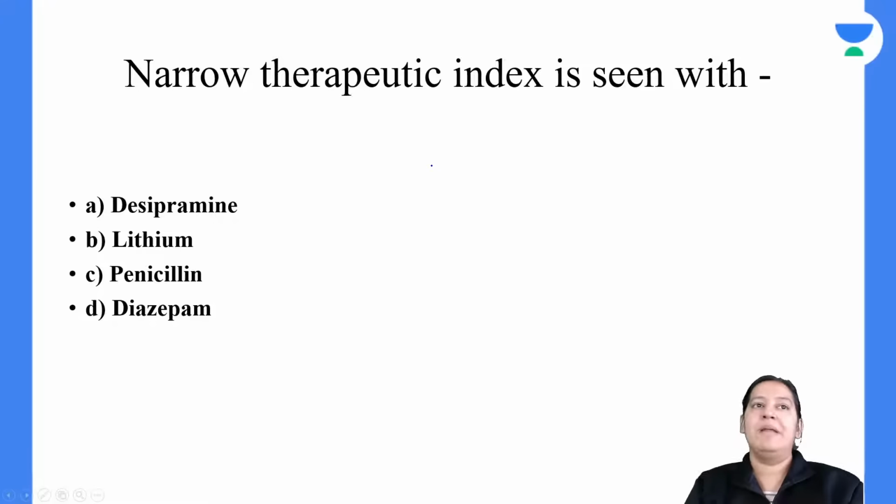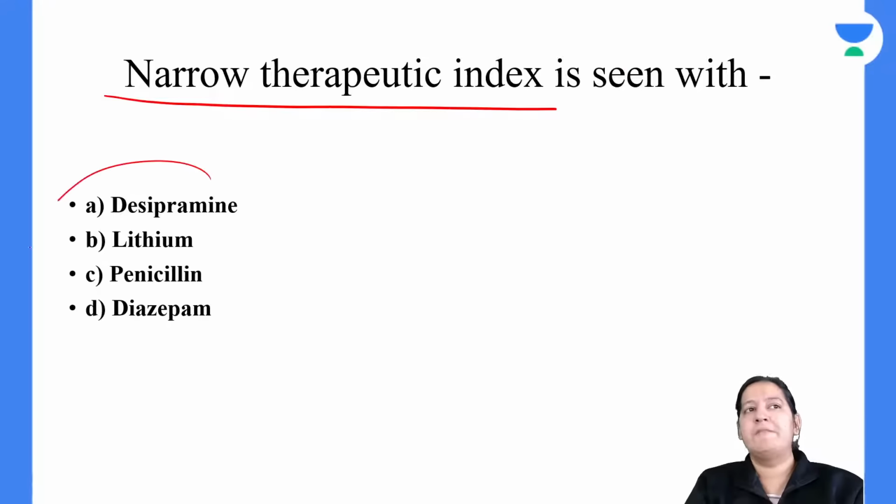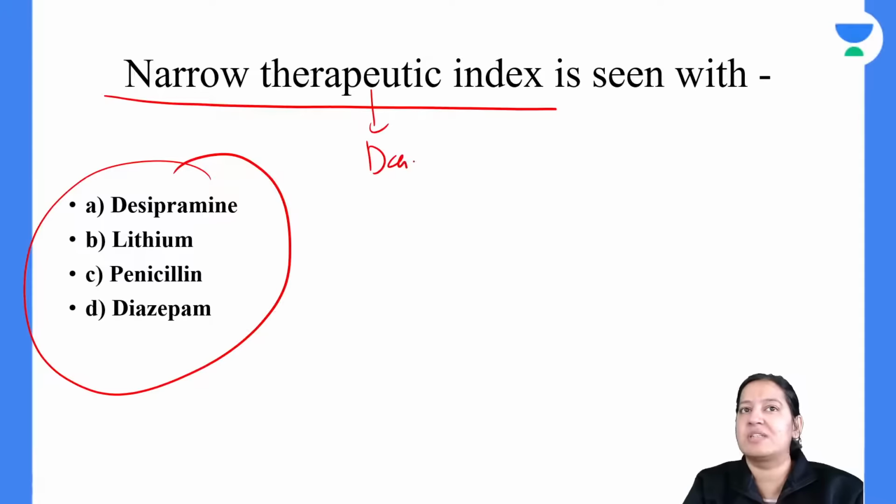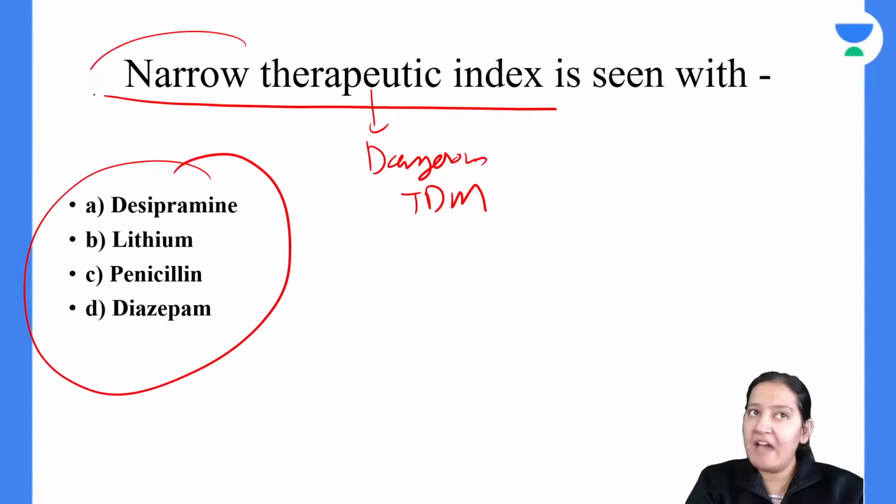The next question, please read down. It is a little bit difficult, right? If you know the mnemonic, you can answer it. Narrow therapeutic index is seen in which drug? I have given you a list of drugs which have narrow therapeutic index, which are dangerous drugs. For these drugs, we have to do TDM, therapeutic drug monitoring. So they have narrow therapeutic index.